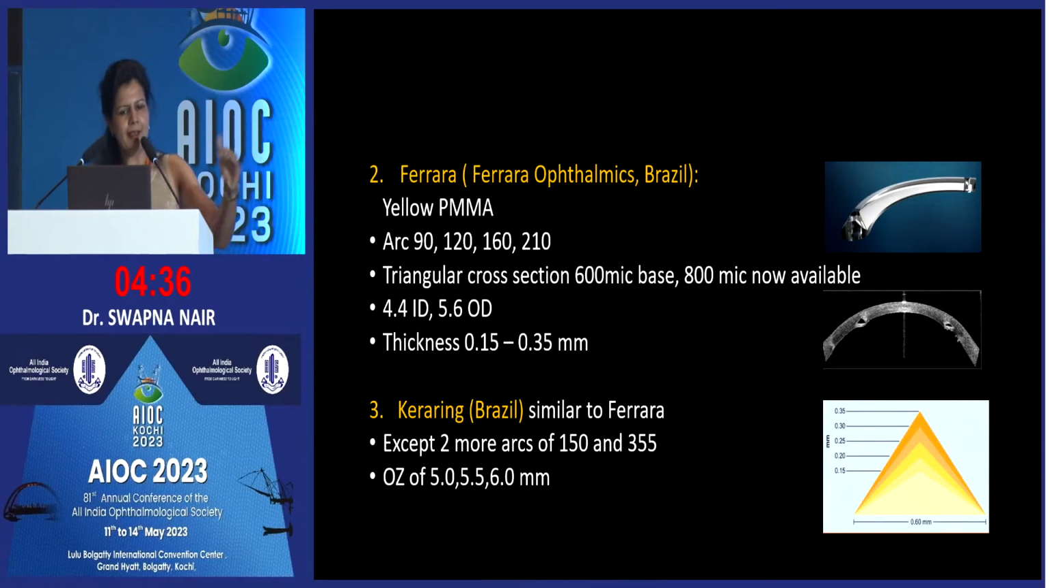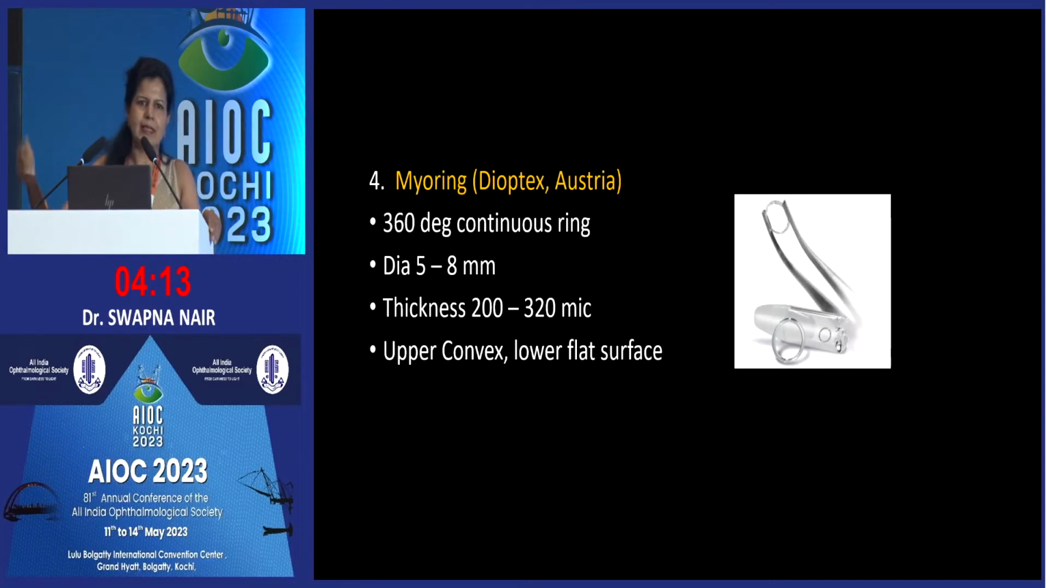The Ferrara rings are again PMMA ones, but with a triangular cross section. They basically have a height of the triangle and a base of the triangle, the base being 600 to 800 microns, and the height is on which the correction depends. The Kera rings are similar to the Ferrara rings, though they have two extra segments. The Mayo ring is a completely circular, donut-shaped ring that can be inserted in a corneal pocket, and it has an upper convex and a lower flat surface.